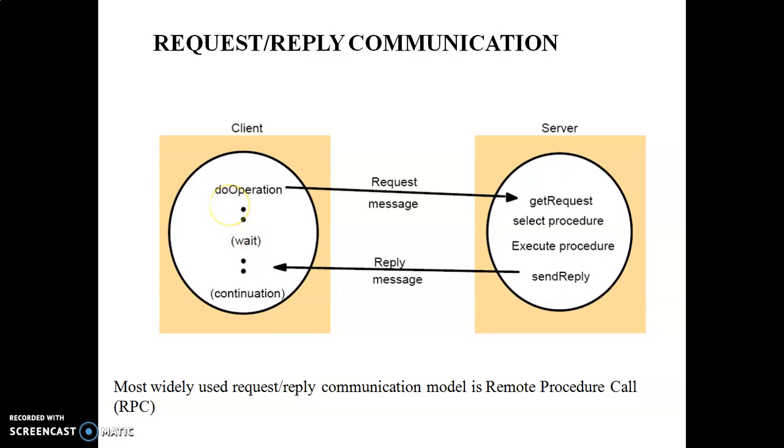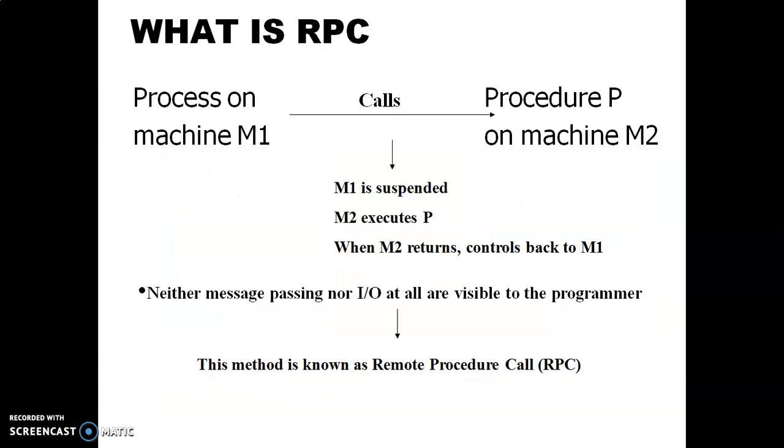The procedure is clearly shown in the diagram. What is remote procedure call? Here a process, suppose procedure P. Procedure P is required by a process on machine M1, but the procedure P exists on machine M2. So the process on machine M1 calls the procedure P on machine M2.